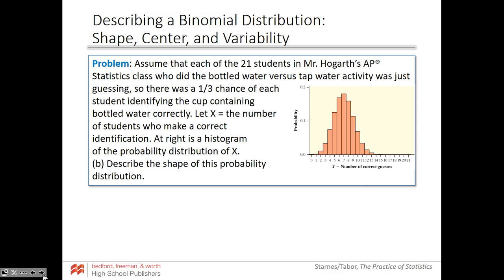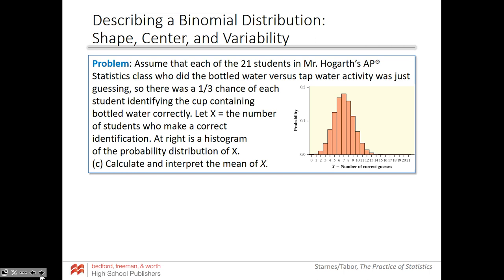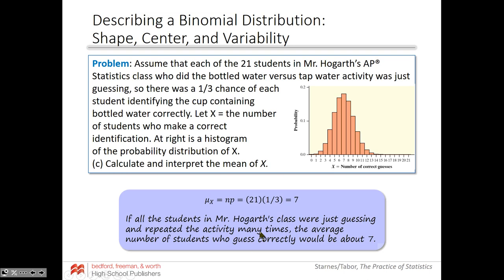So part B, describe the shape of this probability distribution. We can pretty clearly see it looks pretty much symmetric with a single peak around x equals 7 right there, right? Now let's talk about the mean. We're going to use that formula we just came up with because we established that this is binomial. The mean of the distribution is equal to n times p. n was 21. Probability of success is 1/3, which gives 7.